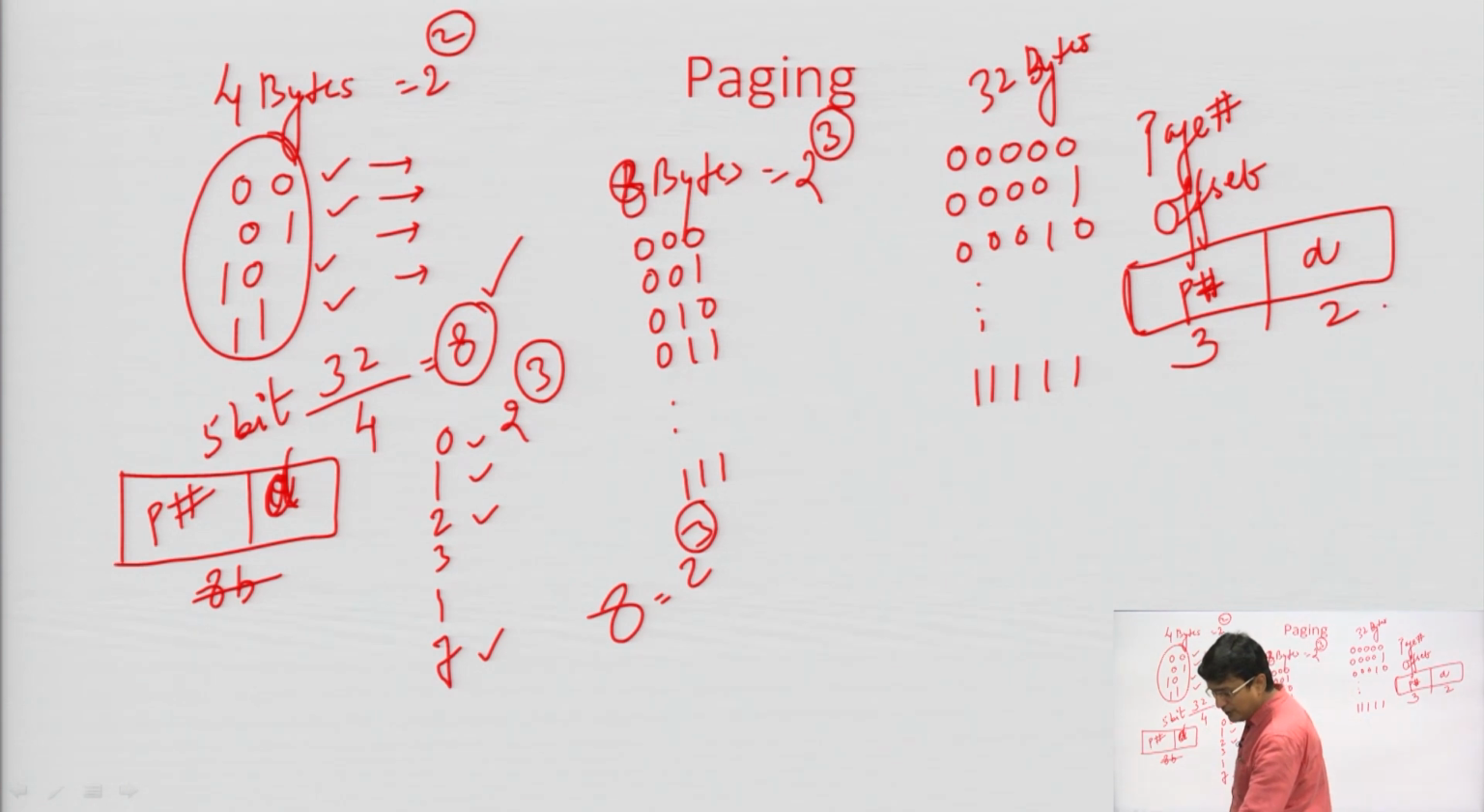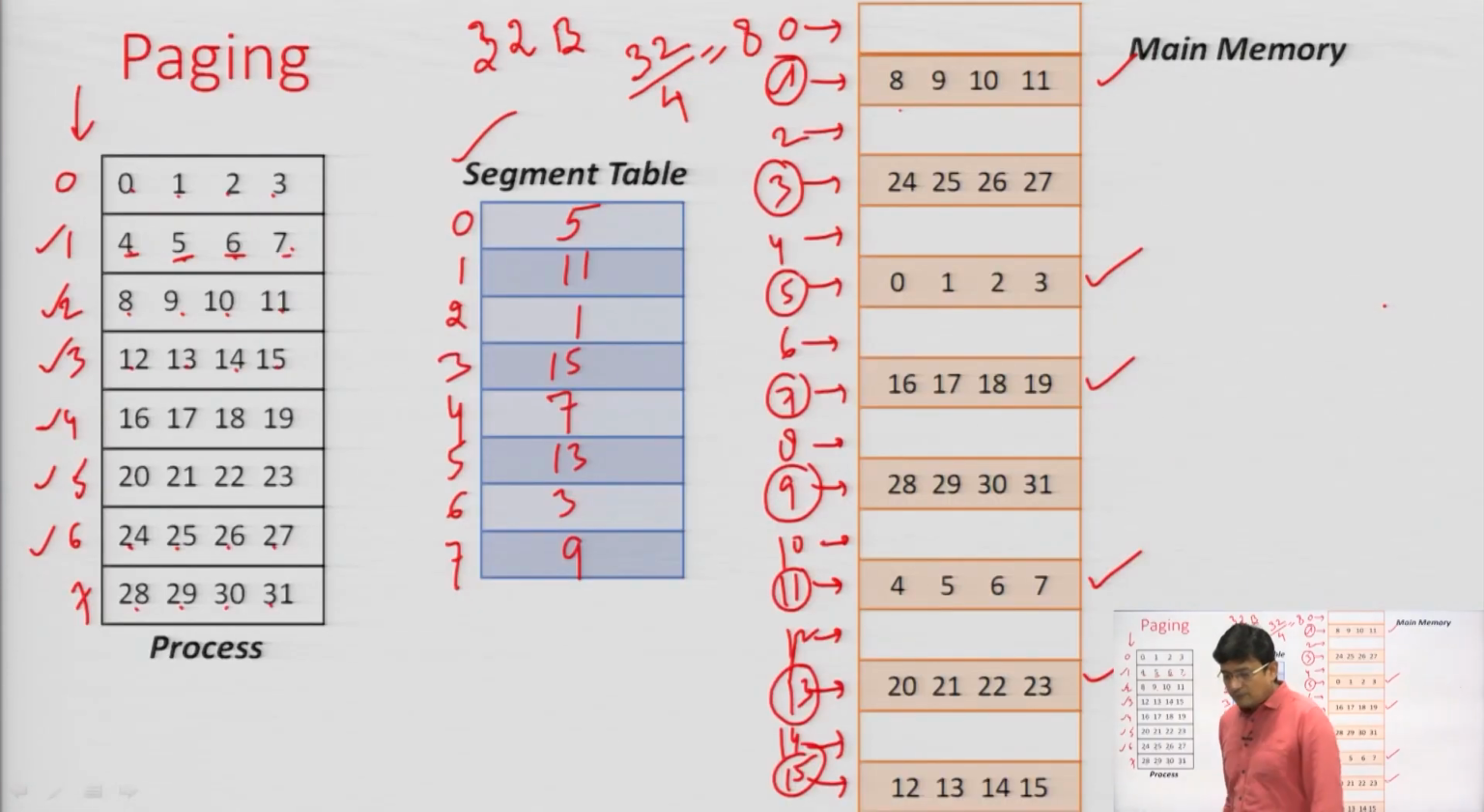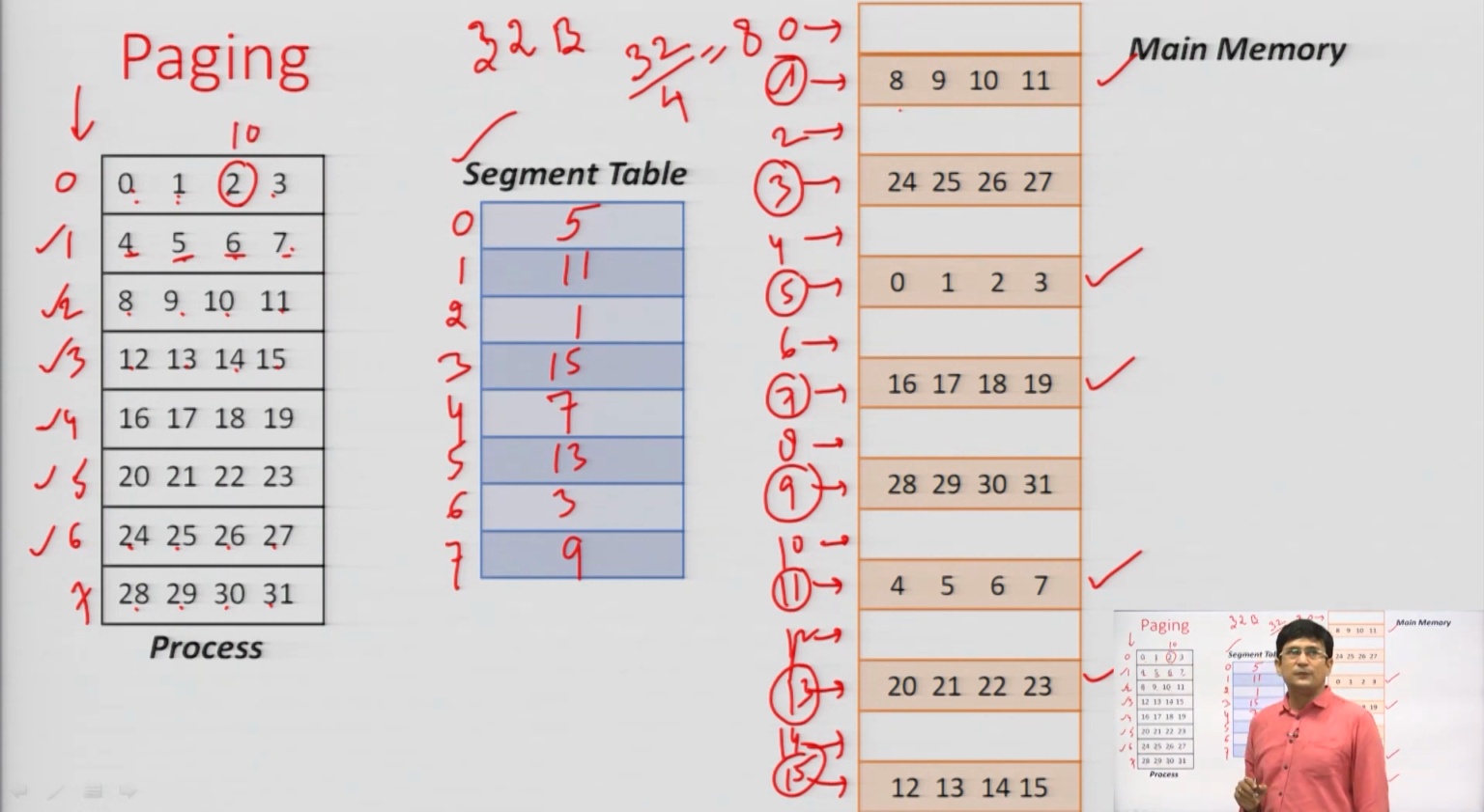Let us say we are going to this example again. Let us say we want to refer to this byte. So this byte is what? This byte is 0, 1 and then 2. It means this is byte number 10. Let us say we are going to refer to this one.